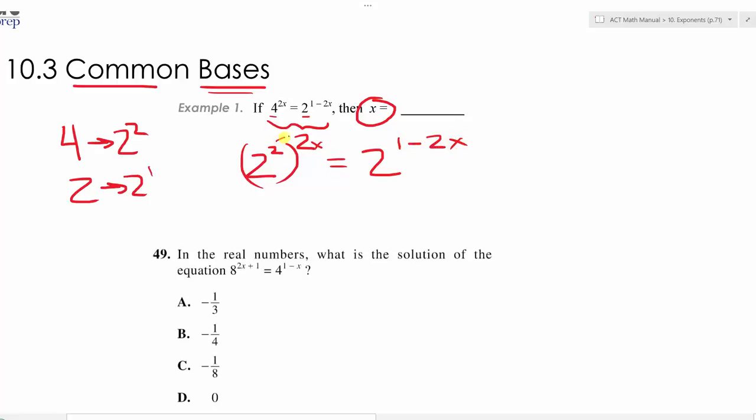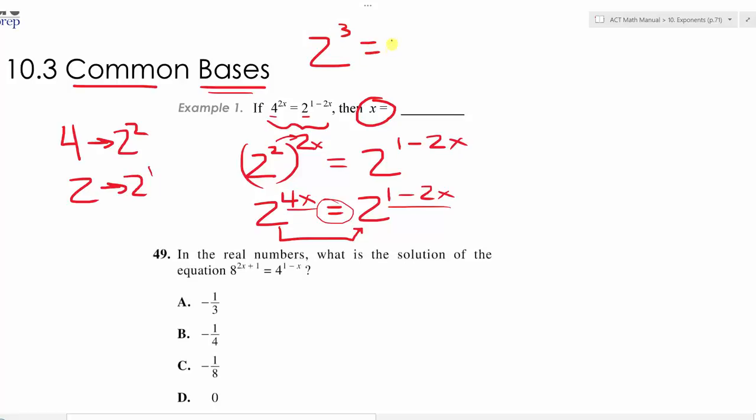And now I'm going to apply my exponent rule that I've talked about a few times. Inside exponent, I multiply by outside exponent. So I get 2 to the 4x equals 2 to the 1 minus 2x. And now I can drop my bases. Why can I drop my bases? Well, I know that if my bases are the same and these two sides of the equation are equal, these two exponents must be equal. It's the same thing as saying, if I had 2 cubed equals 2 to the x, well, I know my x has to be equal to this 3 over here since my bases are the same. So I can drop my bases away and I get 4x equals 1 minus 2x.